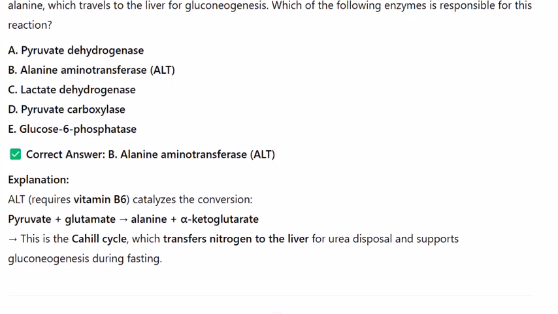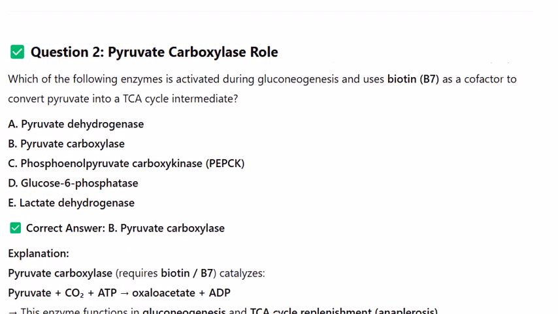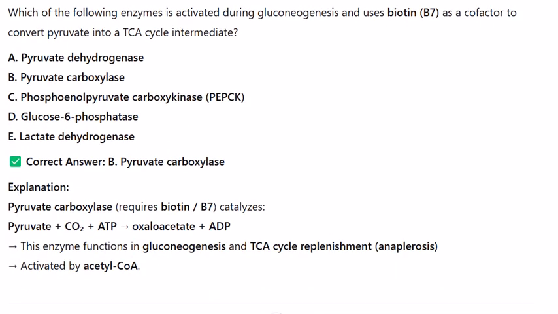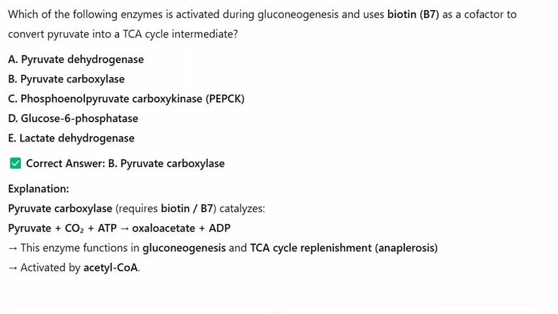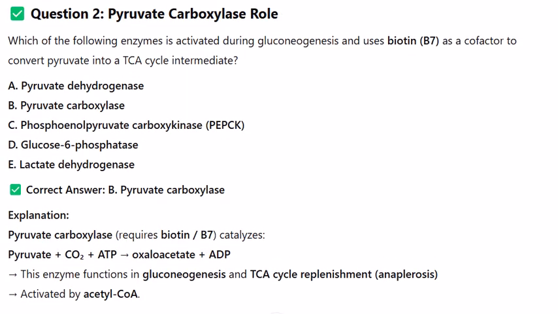Question 2. Pyruvate carboxylase role. Which of the following enzymes is activated during gluconeogenesis and uses biotin, B7, as a cofactor to convert pyruvate into a TCA cycle intermediate? A. Pyruvate dehydrogenase. B. Pyruvate carboxylase. C. Phosphoenolpyruvate carboxykinase. D. Glucose 6-phosphatase. E. Lactate dehydrogenase. Correct answer: B.